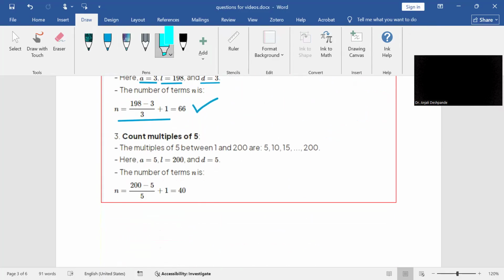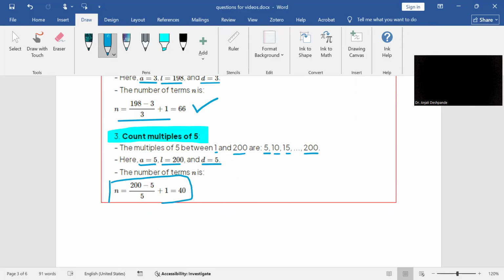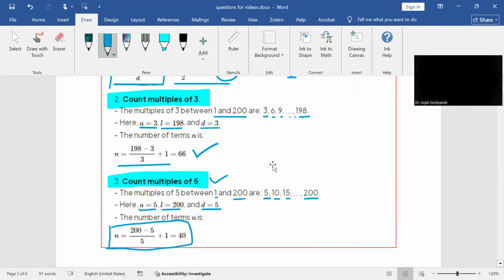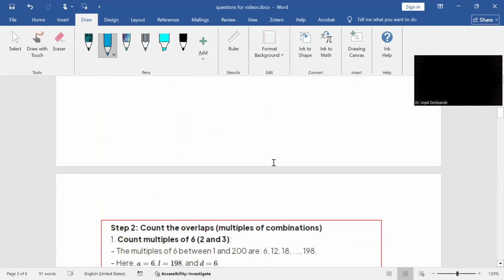Likewise, we will proceed ahead and count how many numbers are multiples of 5. Between 1 and 200, we start with the first number 5, then 10, 15 and up to 200. The first number is 5, the last number is 200 and the common difference is 5. Using the earlier formula, we get that there are 40 numbers which are multiples of 5. So far we have got 100, 66 and 40.